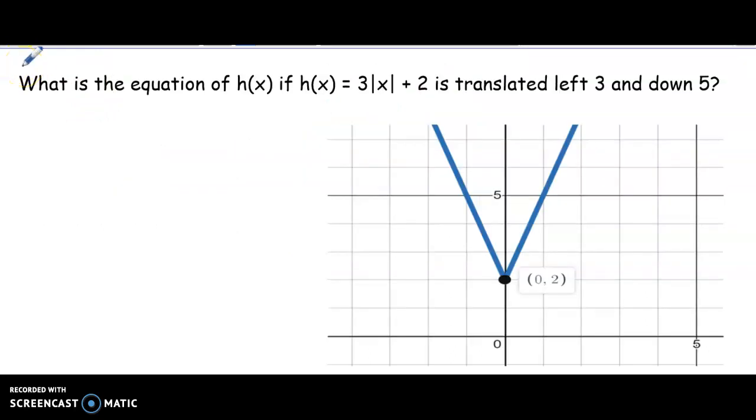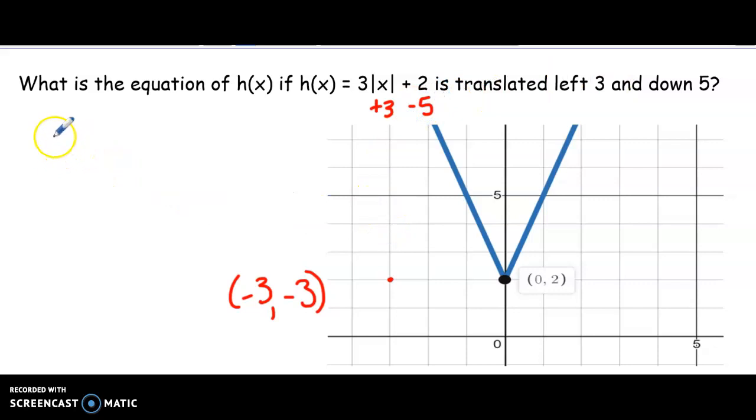What's the equation of h of x if h of x equals 3 times absolute value of x plus 2 is translated left 3? So we're going to go left 3. And then we're going to go down 5. So if I go down 1, 2, 3, 4, 5, that would put me at -3, -3. Okay? Or again, I could do left means that it's going to be added to 3. Down 5 is going to be subtracted.